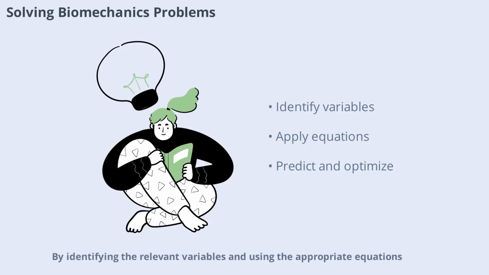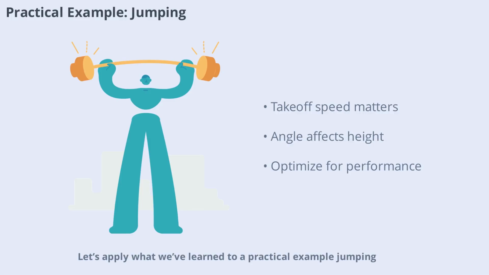By identifying the relevant variables and using the appropriate equations, we can predict outcomes, optimize performance, and even prevent injuries. Practice and familiarity with these concepts are key to mastering biomechanics. Let's apply what we've learned to a practical example: jumping. When an athlete jumps, their takeoff speed, angle, and height all influence how high and far they travel. By analyzing these factors, coaches can help athletes improve their technique and achieve better results.